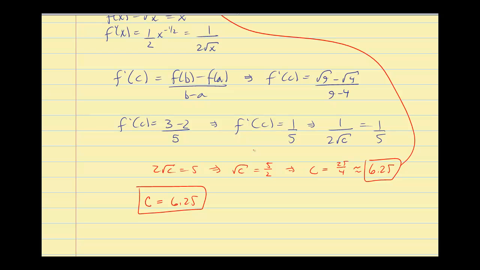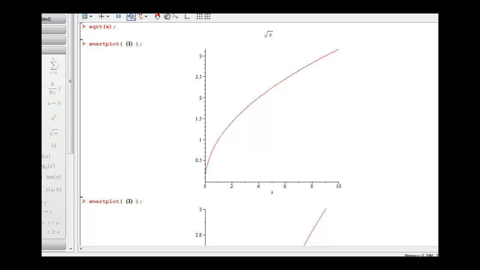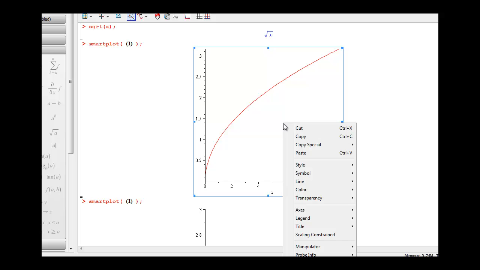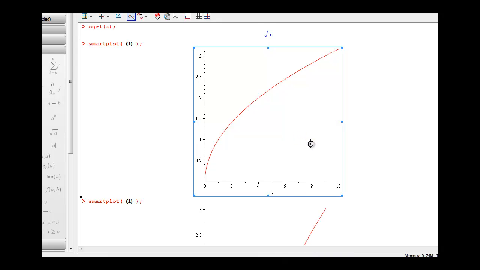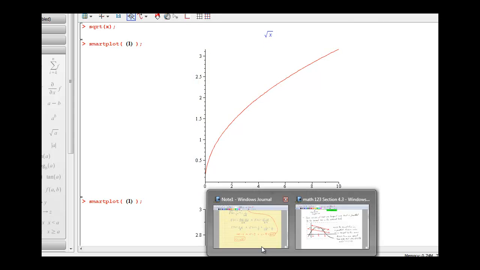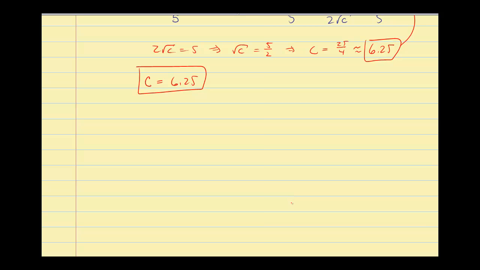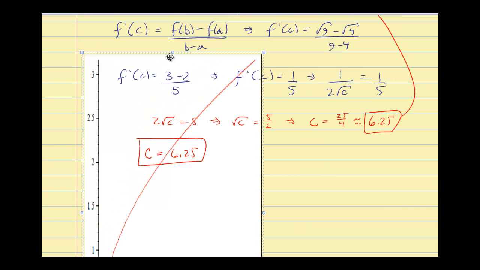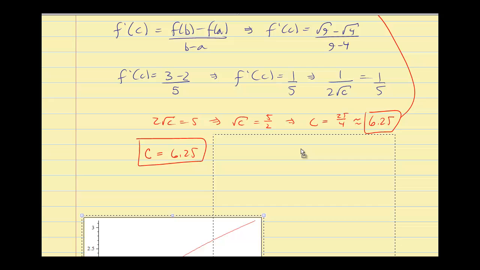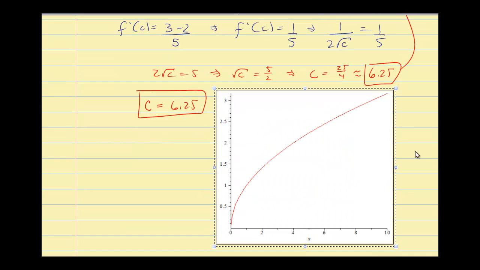Now if we graph this in Maple, it might give us a little bit more of an idea of what's going on. So jumping into Maple, I've already graphed this, square root of x. I just chose the scale that it automatically gave us. It's going to be a little bit difficult because it's almost a flat line between 4 and 9, but we'll do our best to have a look here. When we paste this, we can get an idea exactly what's going on in terms of my interval from 4 to 9.